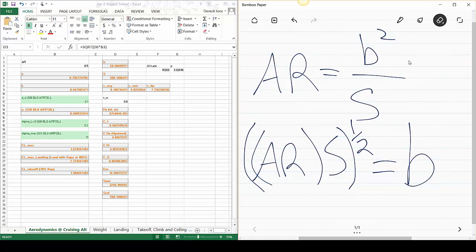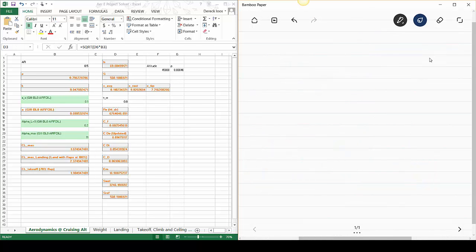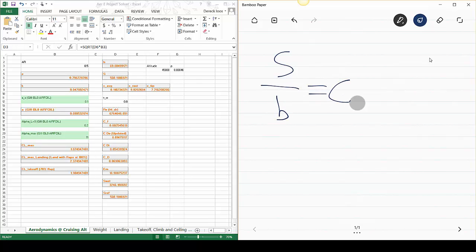Continuing on, now we can solve for the chords of the wings. These will come in handy in some further calculations. The three values we're going to be solving for are the average chord, the root chord, and the tip chord. The average chord can be found by simply dividing the wing area by the span, like so. And C average can be noted right here. And as you can see, it is simply D6 divided by D3, which is area divided by span.